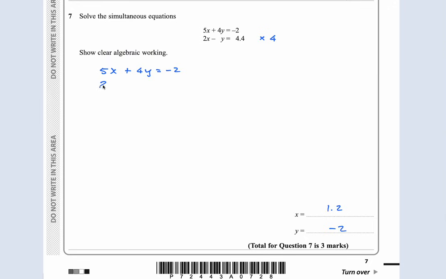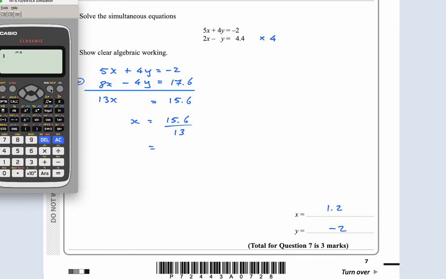2x times 4 is 8x. y times 4 is 4y. And 4.4 times 4 is 17.6. You can use your calculator for that. Okay, line underneath. Because the signs are different, I'm going to add. Same signs subtract, so different signs add. This is 13x equals minus 2 plus 17.6, which is 15.6. x is equal to 15.6 over 13, which is, guess what?